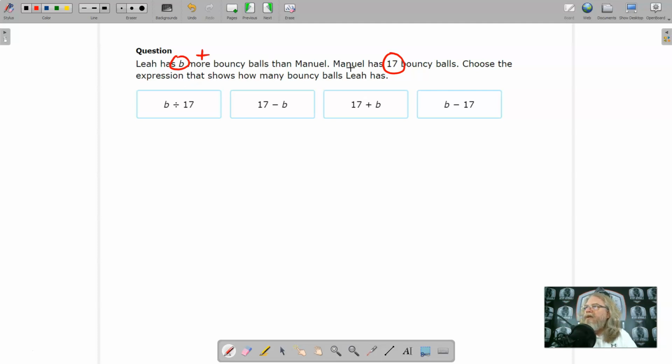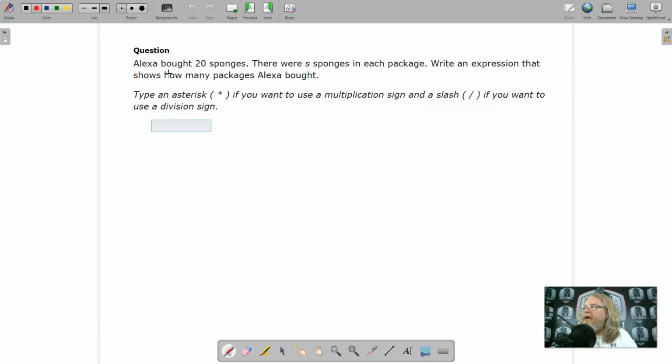So she has B more, so we're going to start with Manuel's 17, and we're going to add the value of B bouncy balls that Leah has to Manuel's value of 17. And let's see, do we have 17 plus B? Indeed we do. It's right here. It's the third selection.